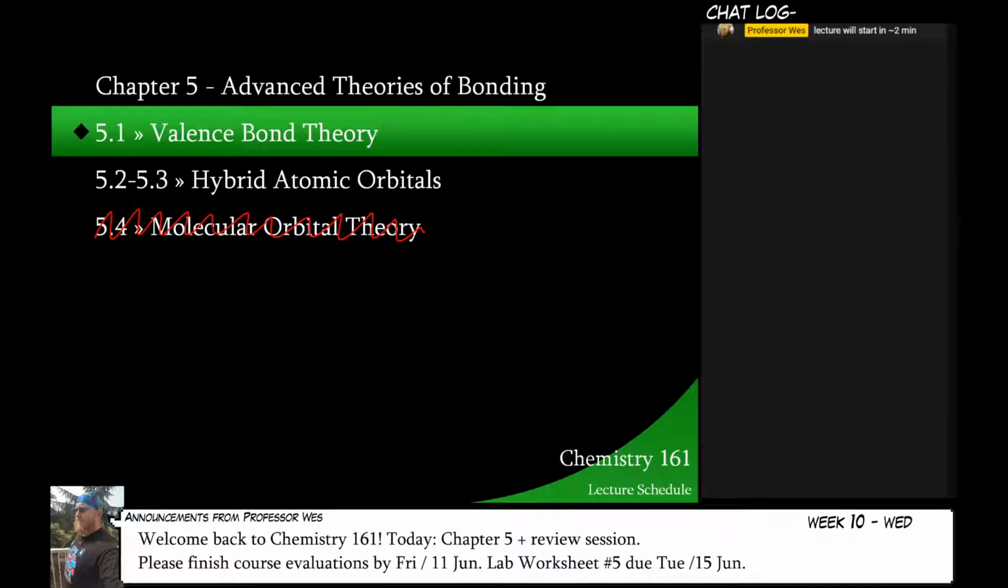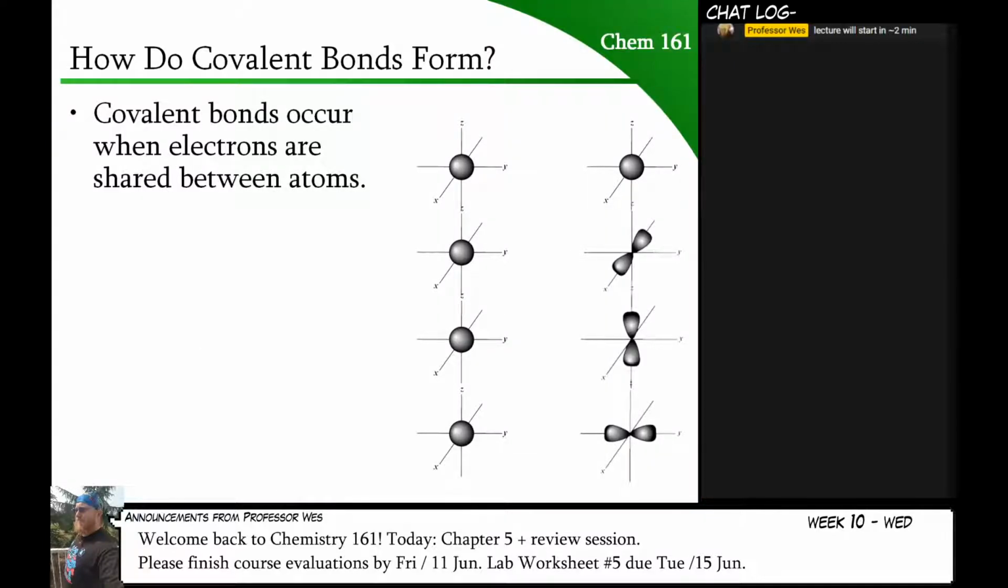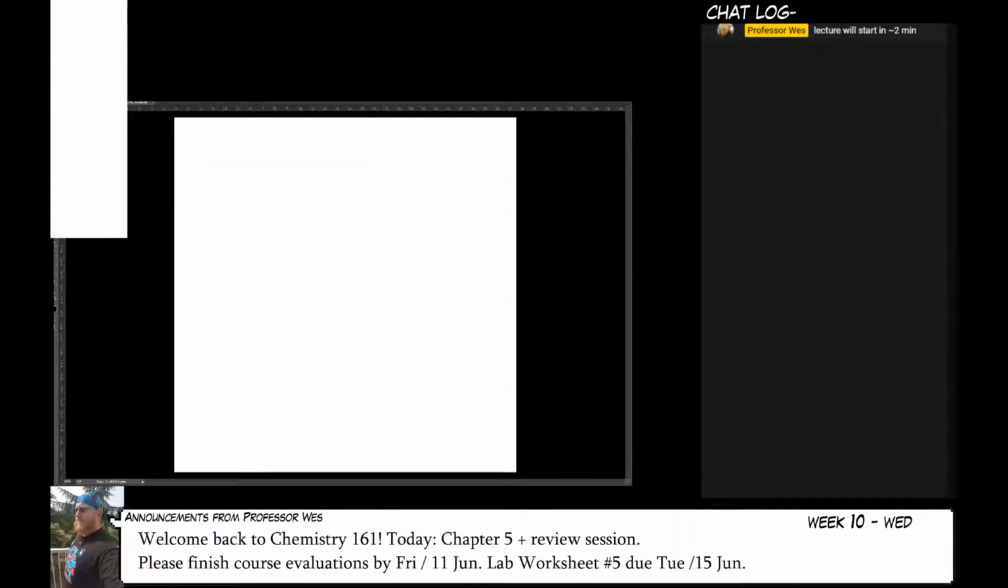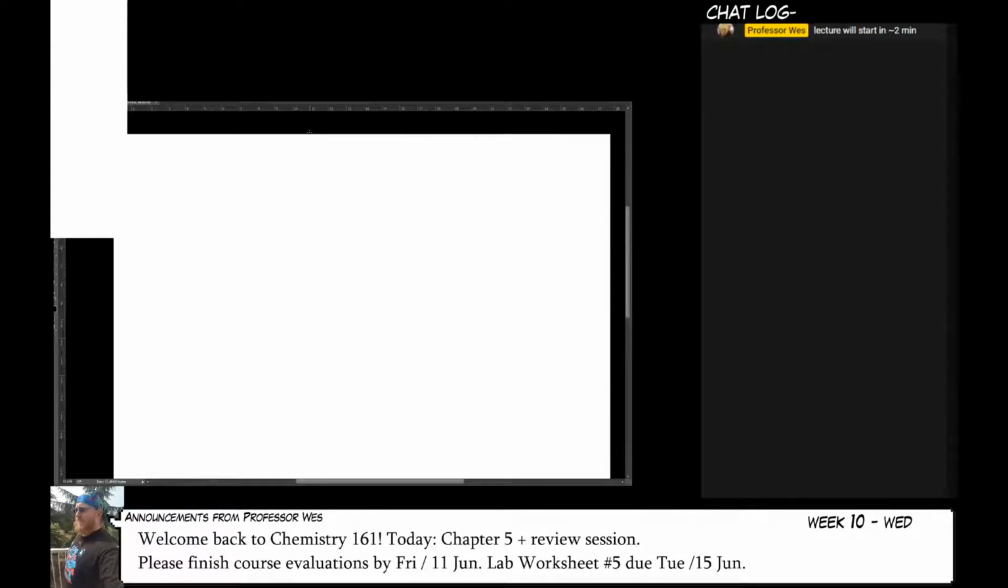All right, so the first thing that we want to talk about, and this is important, so we'll put it on this slide, so we'll call this the Chapter 5 important stuff. Important stuff. So covalent bonds form when orbitals overlap. All right.